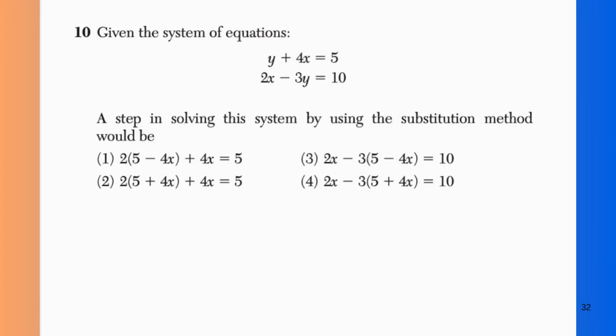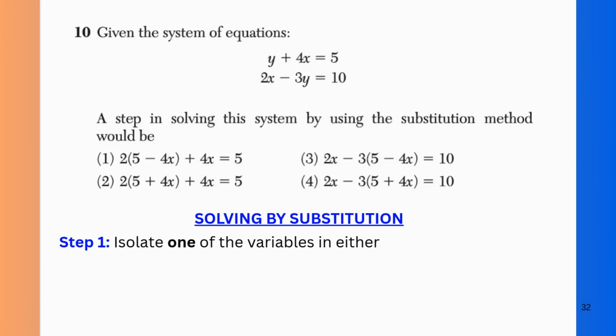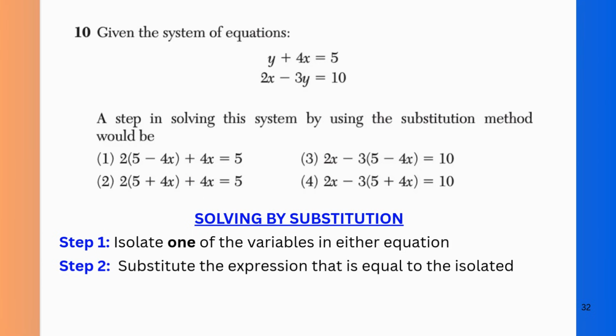Number 10 gives us a system of equations, and it says a step in solving the system by using the substitution method would be what? So when we do substitution, we have to get one of the variables by itself, and then we replace that variable in the other equation with whatever it's equal to, right?